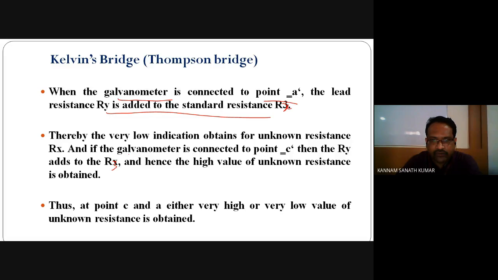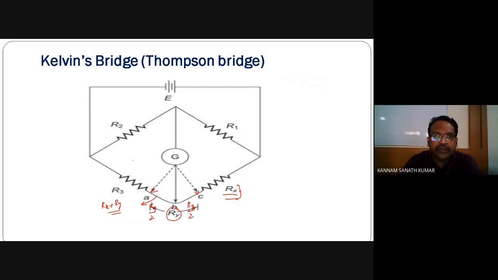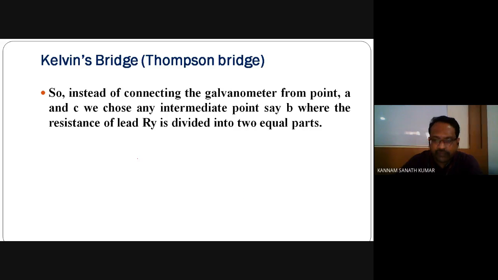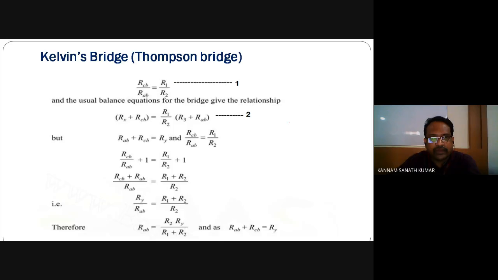In order to find high and low resistances, it would have to be connected to either point A or point C. So instead, we can connect the other end of the galvanometer to point B, so that Ry is divided into two equal parts. When it is connected to point B, RCB by RAB is equal to R1 by R2.